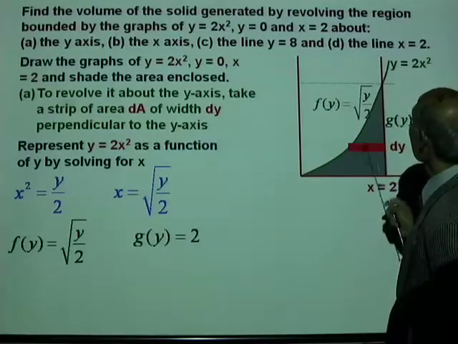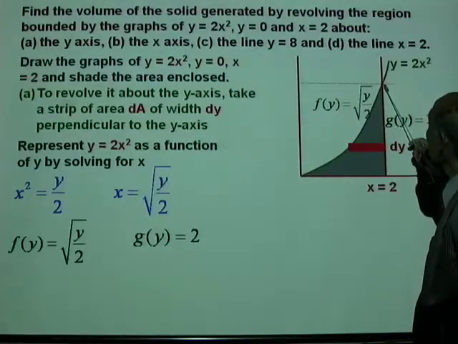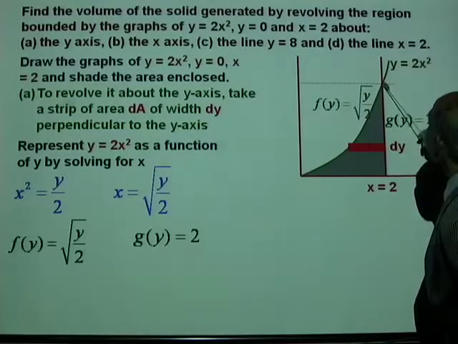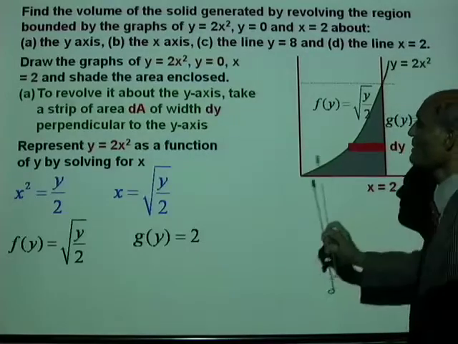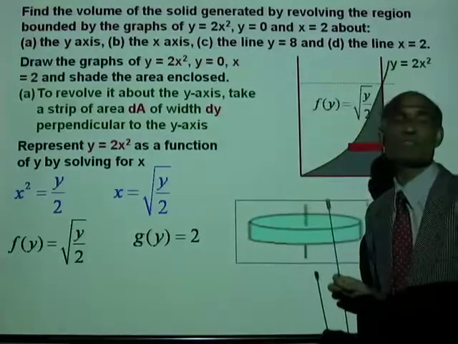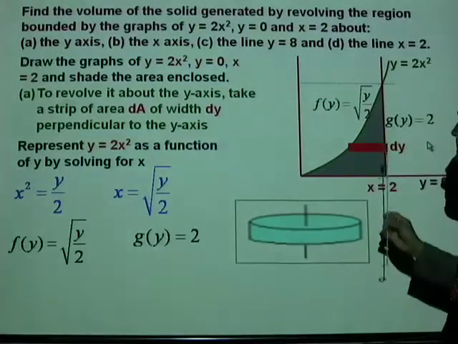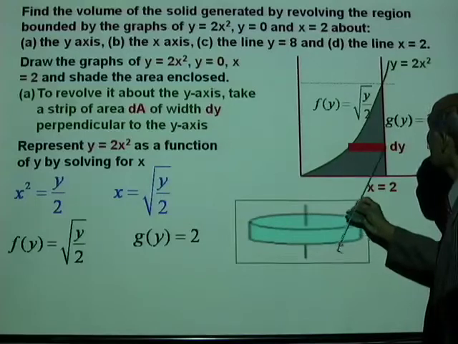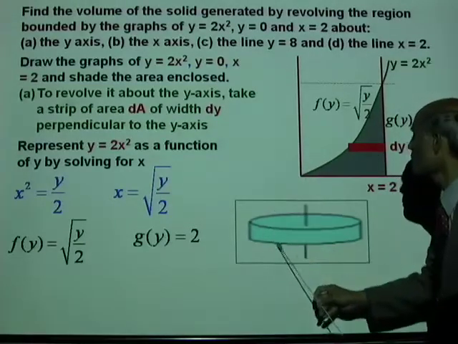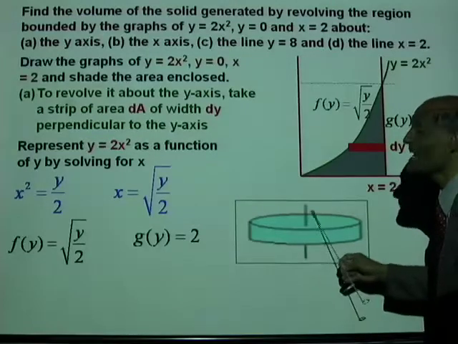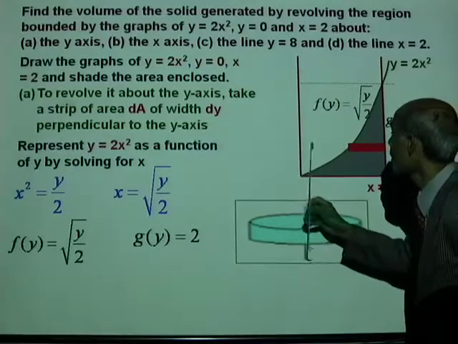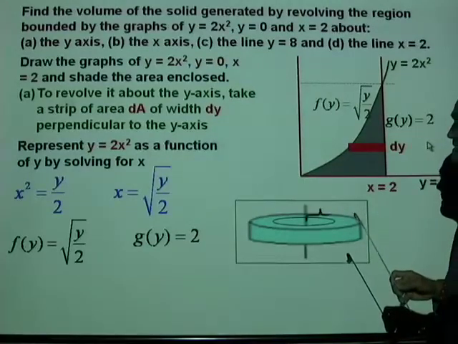Alright? Now, where is the point of intersection? You have f of y and g of y meets at this point. In other words, f of y equal to g of y, we need to solve for this. And when you revolve this area, this dA about the y-axis, what we're going to generate is a washer. A washer which has a hole in the middle. That's right.